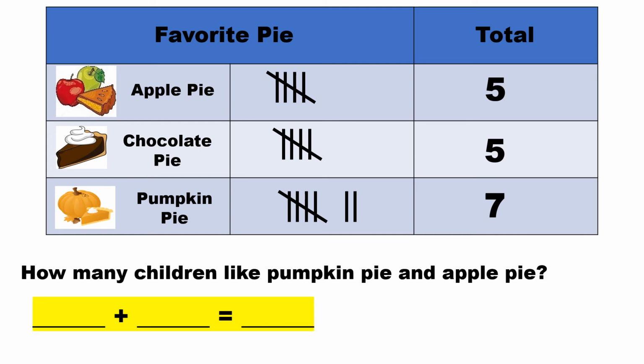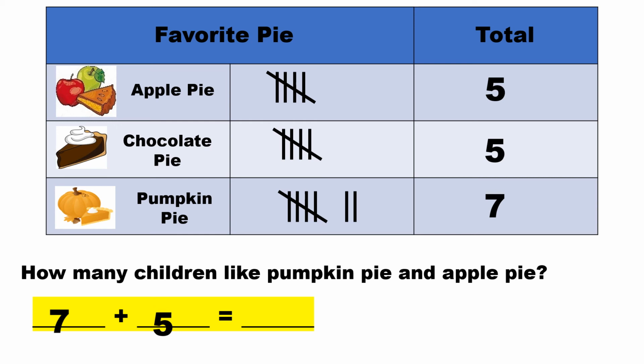Here it is. How many children like pumpkin pie and apple pie? Ooh, we've got 2 pieces of information we need to add here. So let's do that. How many children like pumpkin pie and apple pie? I'm going to give you a little think time there. If you said 7 children like pumpkin pie, you're correct. What about our apple pie? Yeah, 5.